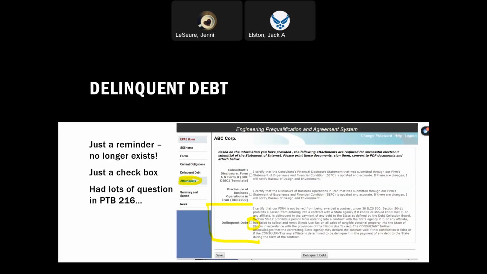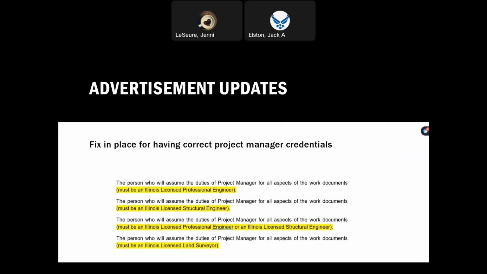And just a reminder, delinquent debt no longer exists. It's just a checkbox. I had a lot of questions still in PTB 216. It doesn't exist. You don't have to do it. It's just a checkbox, just like the consultant disclosure form and the business and IRAN form. It's just a checkbox. So just check all 3 and you're done with those.